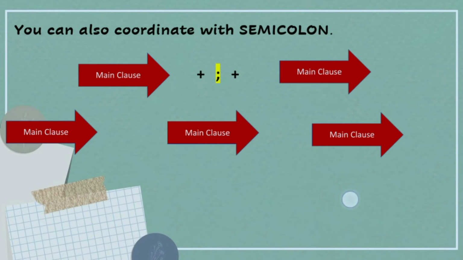Then we have here another main clause, then another main. Sorry, this is not the main clause. This one in the center is the transition word. So main clause plus transition word plus comma, then main clause. The one in the center is a transition word, guys. I'm sorry, I did not edit it.